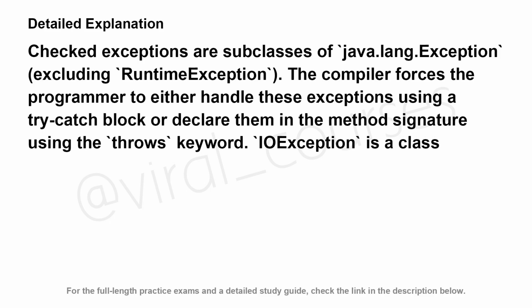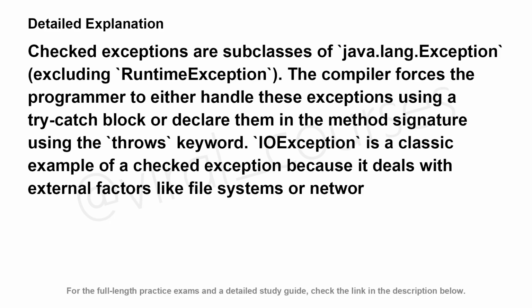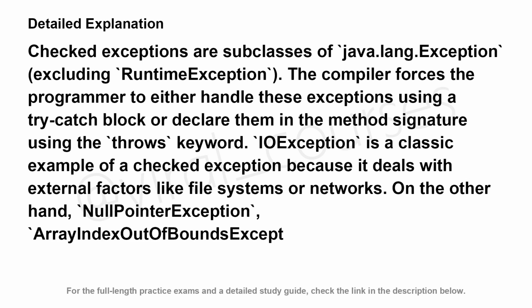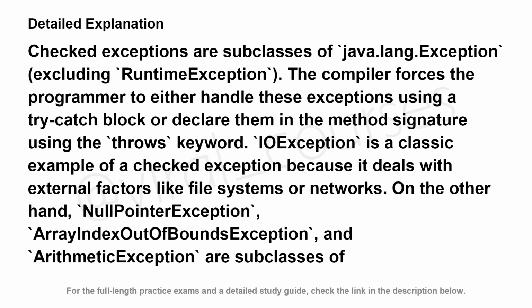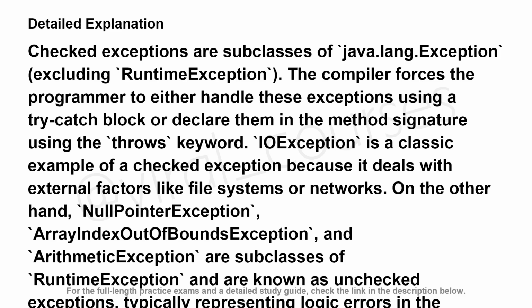IOException is a classic example of a checked exception because it deals with external factors, like file systems or networks. On the other hand, NullPointerException, ArrayIndexOutOfBoundsException, and ArithmeticException are subclasses of RuntimeException and are known as unchecked exceptions, typically representing logic errors in the code.